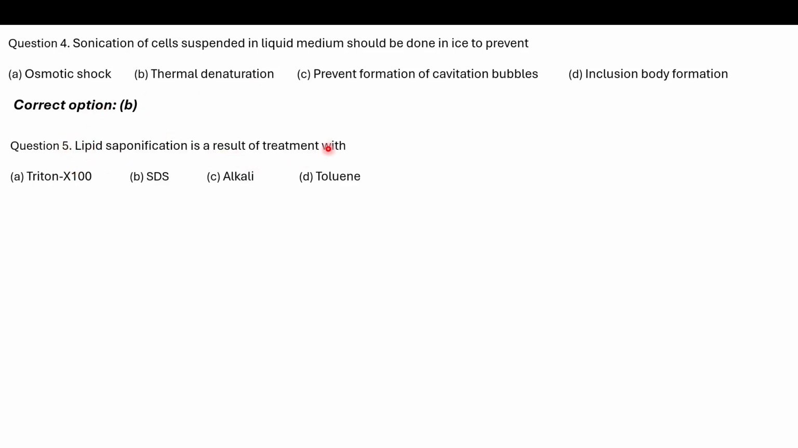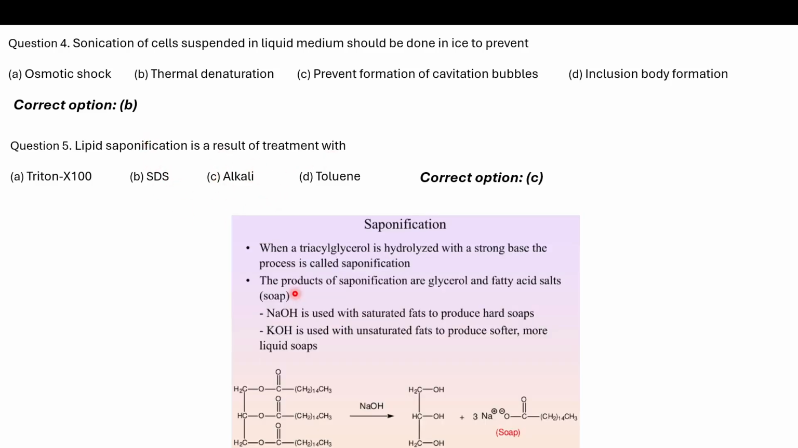Lipid saponification is a result of treatment with alkali. In general, saponification is basically soap formation. When a lipid, triacylglycerol being an example, is hydrolyzed with a strong base or alkali, the process is called saponification. What you eventually get in saponification are glycerol and fatty acid salts.